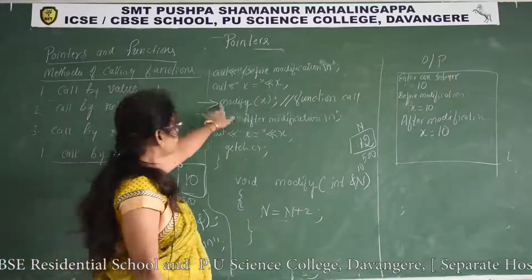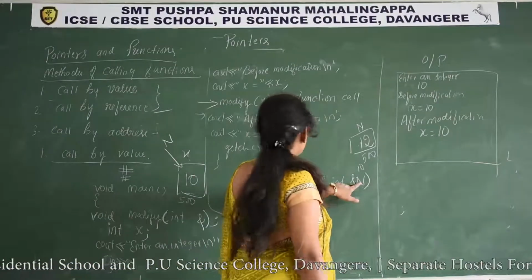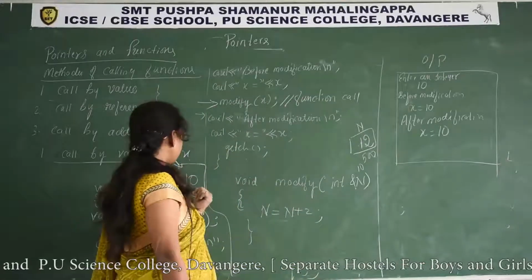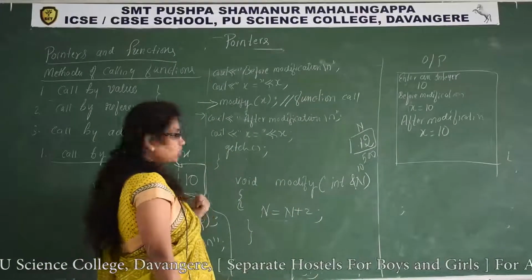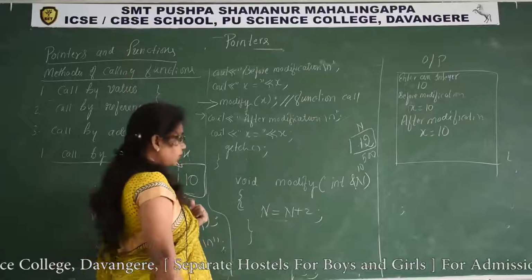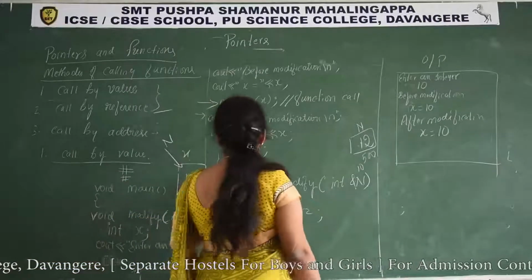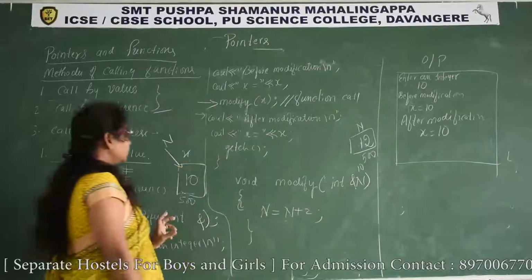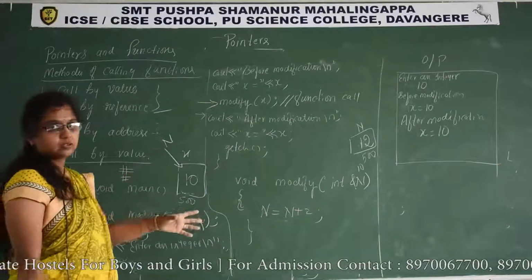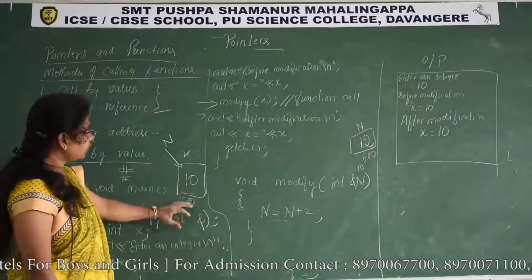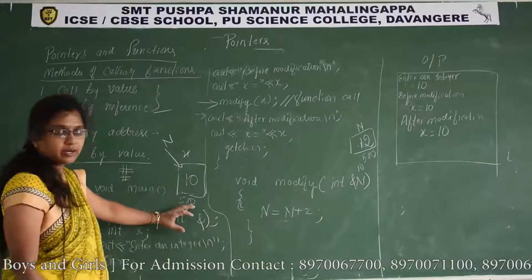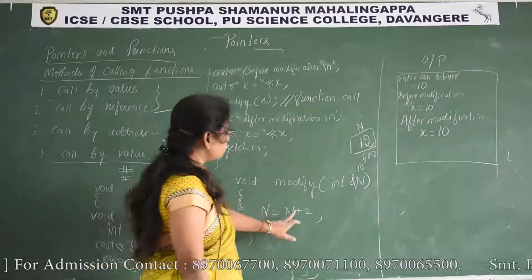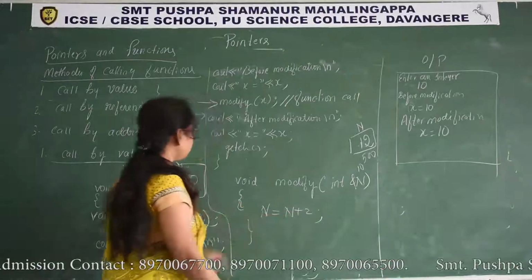Now what is the address of N? That is 500. 500 also refers to the same memory. N also refers to the same memory, that is 500. If you make any changes on the data using N is equal to N plus 2, what is N? N is an identifier. Which memory identifier? The memory address is 500, whose identifiers are N and X. So N plus 2, 10 plus 2, 12. 12 will be stored in N itself.